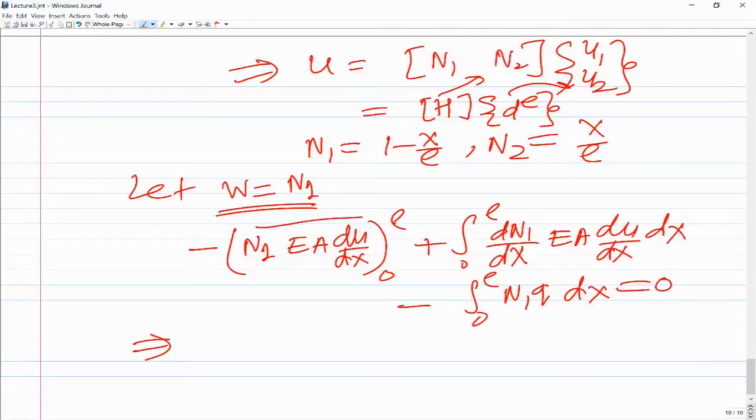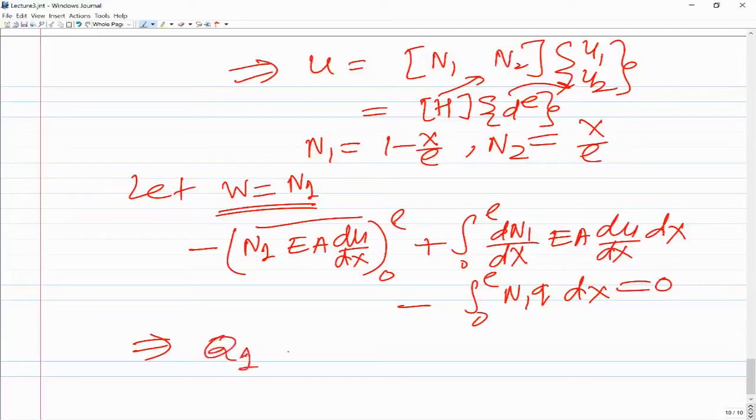So the upper boundary term is going to be 0, and for the lower boundary term we will have minus minus plus, and N1 is unity at capital X equal to 0, and this EA into du by dx is nothing but q1. So we will have the first term as q1, that is EA into du by dx at X equal to 0 is q1.